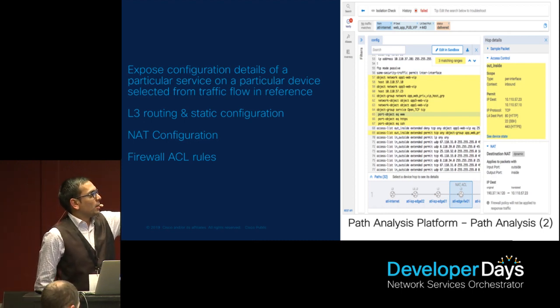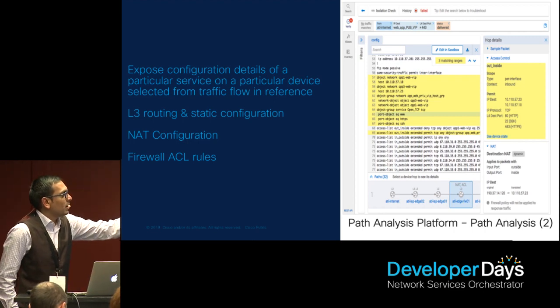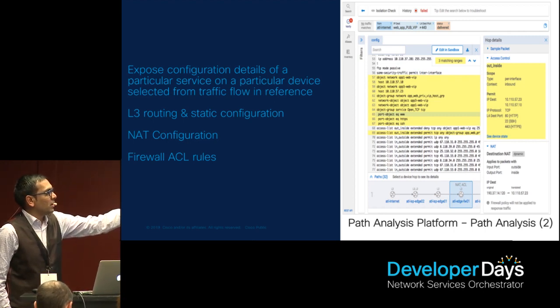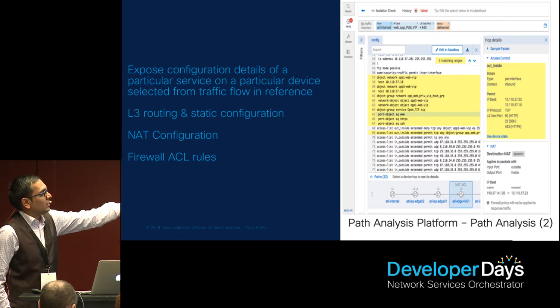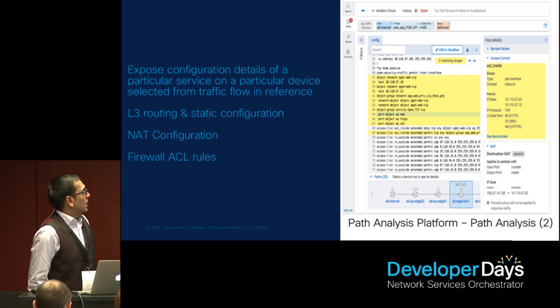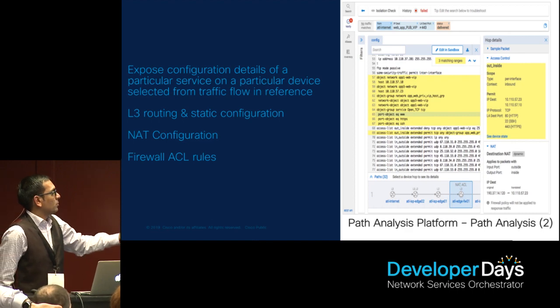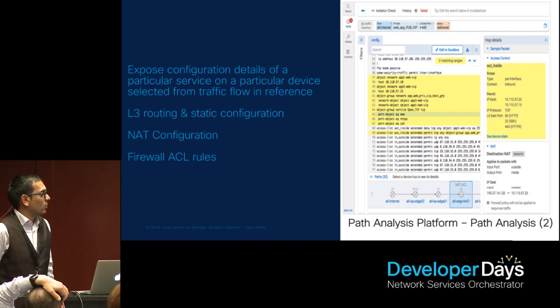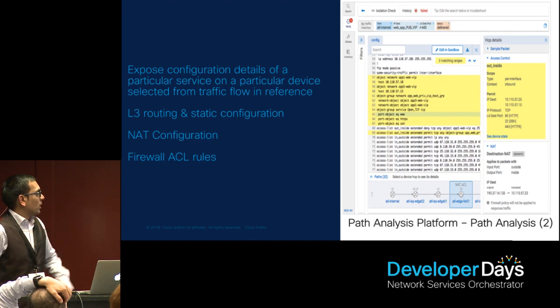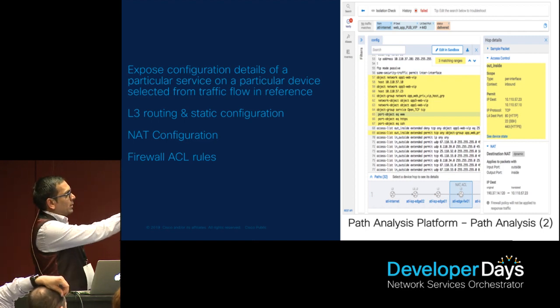You can look at the sample packet. You can look at the ACL config there. You can look at the NAT. You can look at the static configuration. And all these configuration details are exposed at a node level selected from the traffic flow in reference here. So we are also able to see the routing, static, and the NAT configuration here, along with the ACL rules.